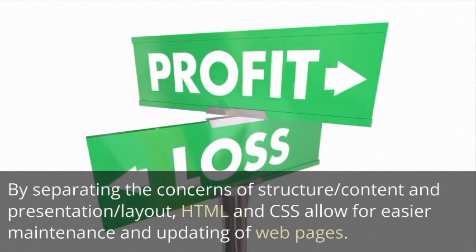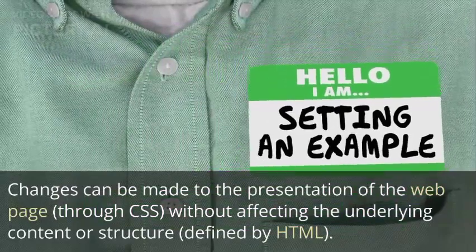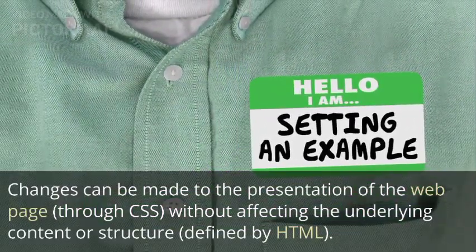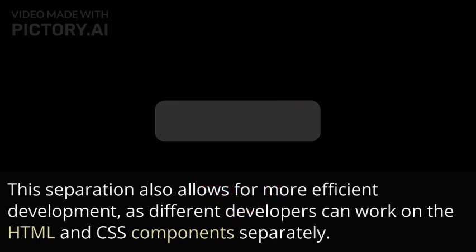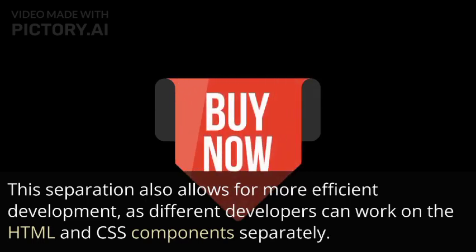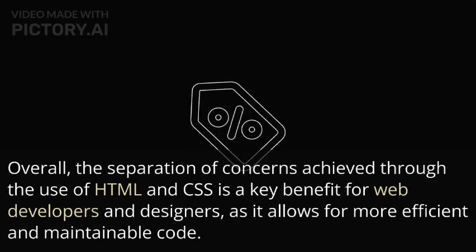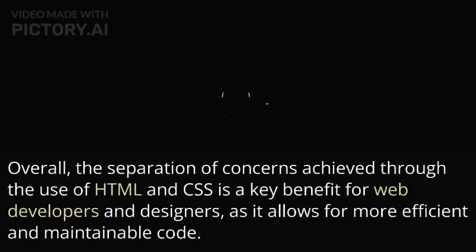By separating the concerns of structure and content from presentation and layout, HTML and CSS allow for easier maintenance and updating of web pages. Changes can be made to the presentation of the web page through CSS without affecting the underlying content or structure defined by HTML. This separation also allows for more efficient development, as different developers can work on the HTML and CSS components separately. Overall, the separation of concerns achieved through the use of HTML and CSS is a key benefit for web developers and designers, as it allows for more efficient and maintainable code.